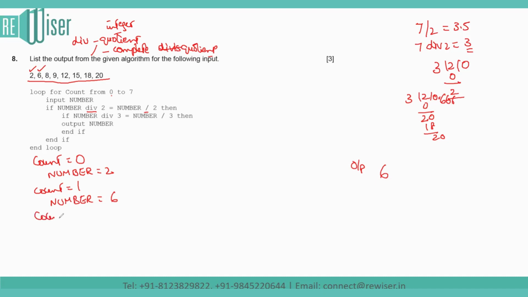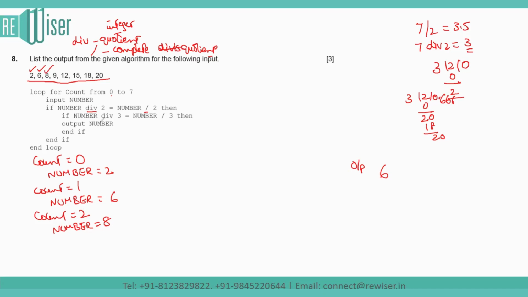Then again, you go back to the beginning of the loop. Count now changes to 2, and you are inputting a number. The value of number that you are inputting is 8. Now you check if number div 2 is equal to number divided by 2. Yes, in this case both are the same. Now you check if number div 3 is equal to number divided by 3. It won't be, because 8 is not divisible by 3. So you are not outputting the number.